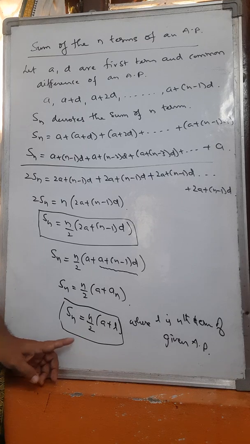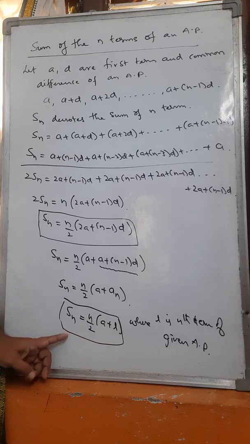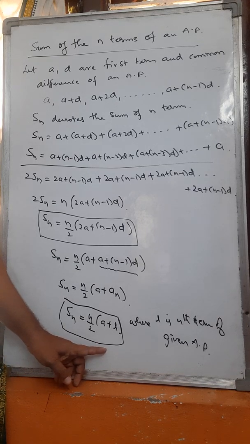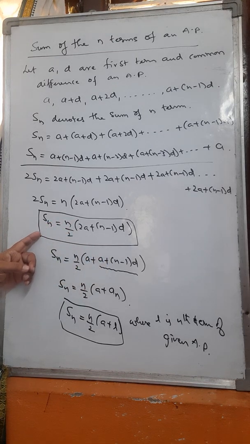If you know the number of terms, the first term and the last term, we use the formula Sn is equal to n by 2 into A plus L. If you know n, A and D, we use the sum of the first n terms of an arithmetic progression: Sn is equal to n by 2 into 2a plus n minus 1 into d.